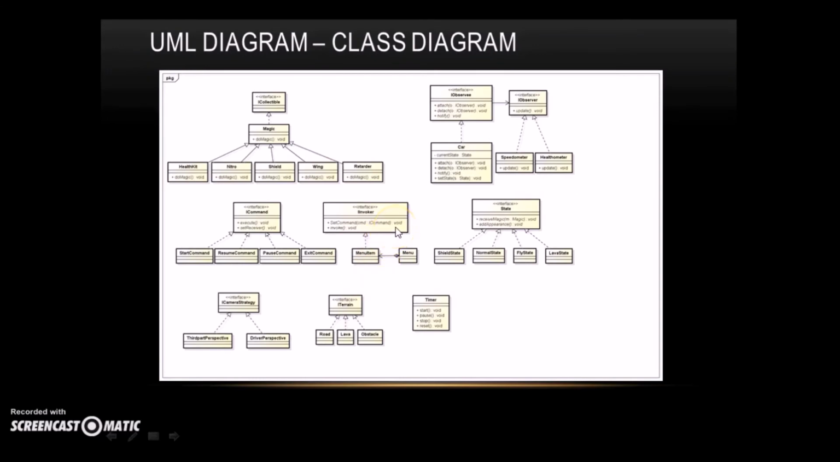Now this is the class diagram, and in this game I have implemented the observer pattern. The subject of this pattern is the car, and the observers are the health and speed meters. So depending on the values of the car, the health and speed meter values change. This was done using the fixed update method in the car object.